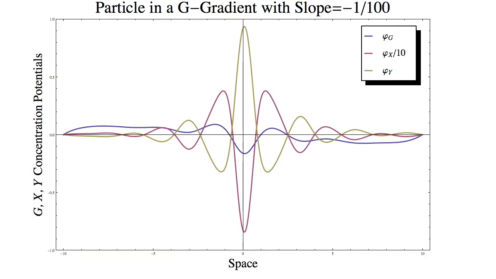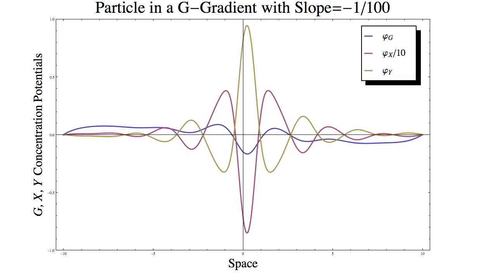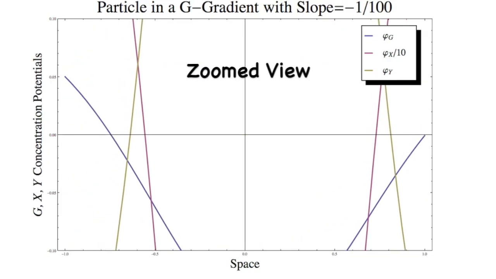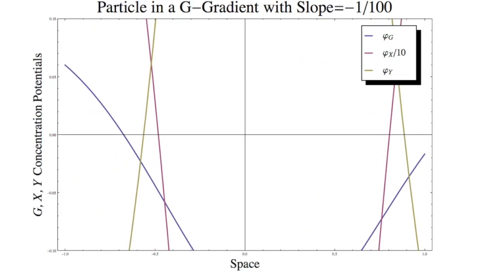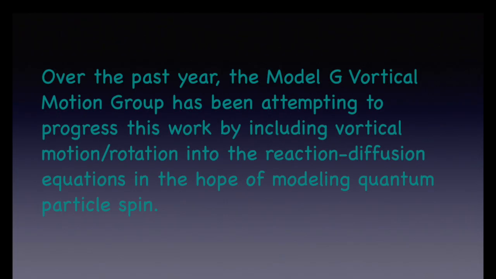In addition, the subatomic particle soliton that Model G is able to create has been shown to accelerate in the presence of a simulated gravity field gradient, as would be expected for a real material particle. We believe that further simulation work of this amazing model will reveal far more in the way of physically realistic behaviour. Over the past year, the Model G and Vortical Motion group has been attempting to progress this work by including vortical motion or rotation into the reaction diffusion equations in the hope of modelling quantum particle spin.